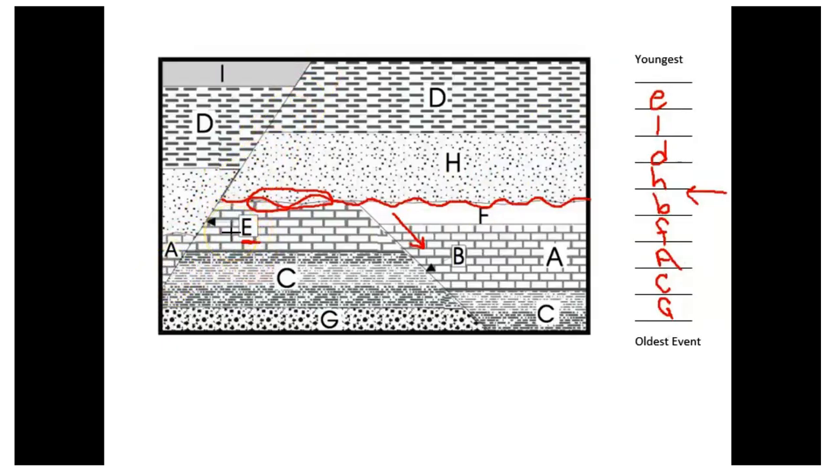E is another normal fault. The hanging wall has slumped down relative to the footwall. So we have another fault here, fault E. And our last event is erosion of the ground surface. And that erosion has removed rock I in this location.